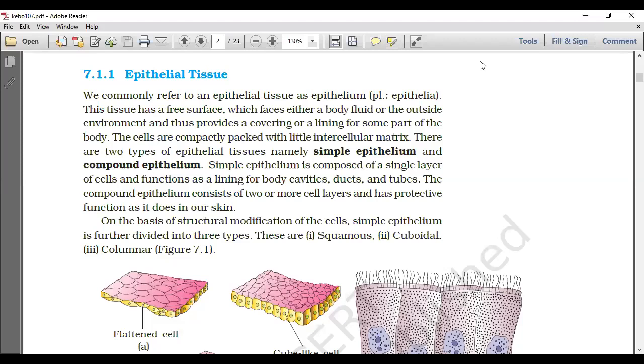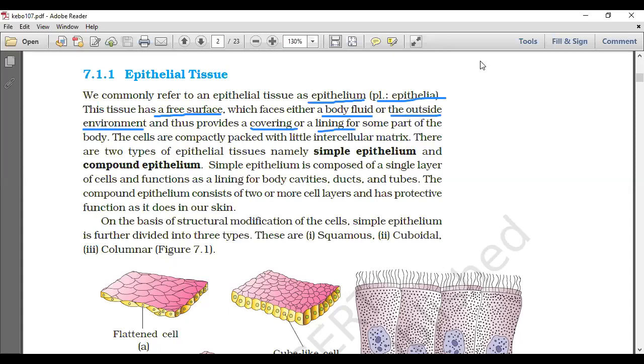Let's start with epithelial tissue. We commonly refer to an epithelial tissue as epithelium, plural epithelia. Epithelial tissue has a free surface which faces either a body fluid or the outside environment, and thus provides a covering or lining for some part of the body.